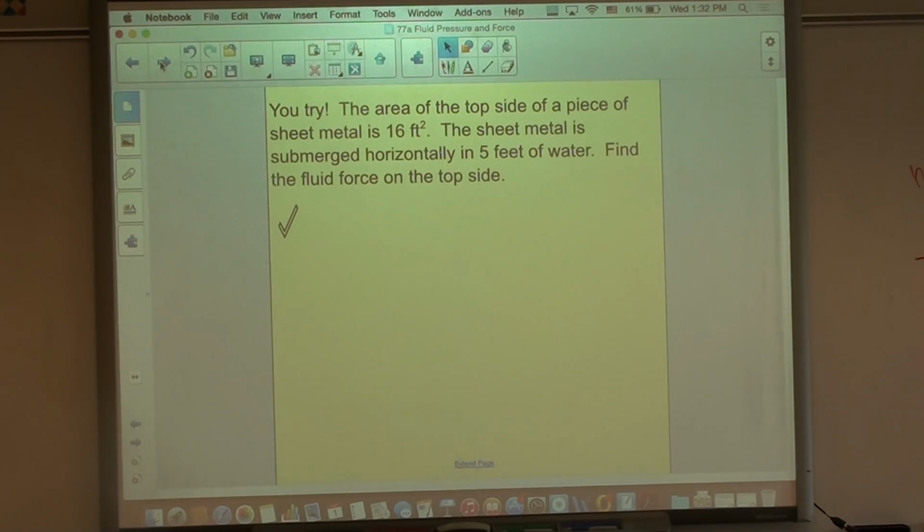Since the weight density of water is in pounds per cubic foot, this would be in pounds. The answer.